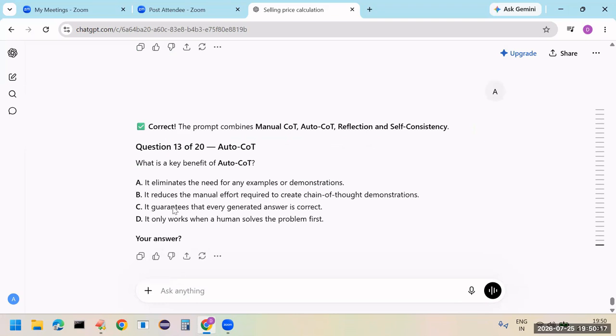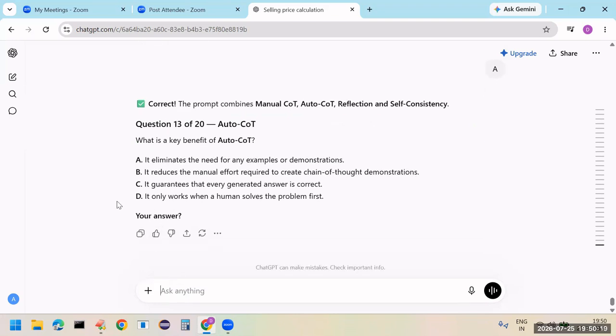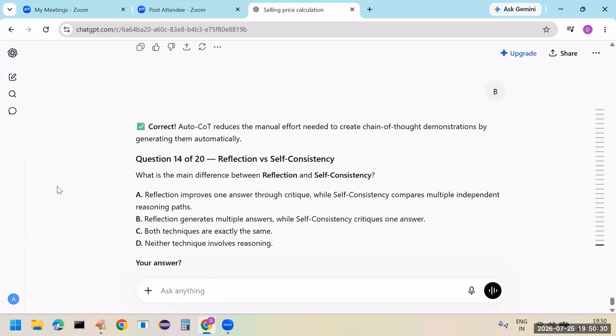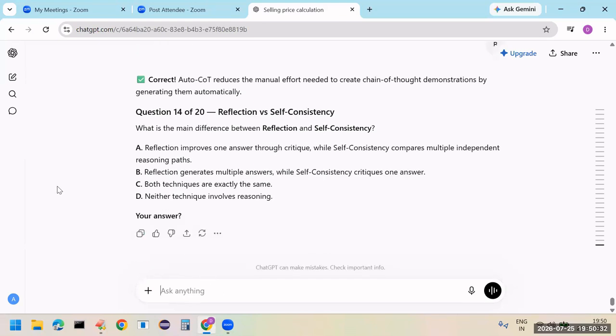Wow, we are experts now. So what is the key benefit of auto COT? It reduces the manual effort required. What is the main difference between reflection and self-consistency? Reflection improves the answer. Correct, yes. Yeah.